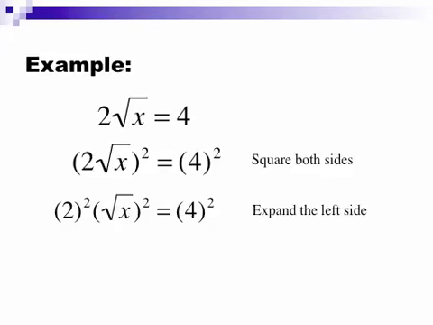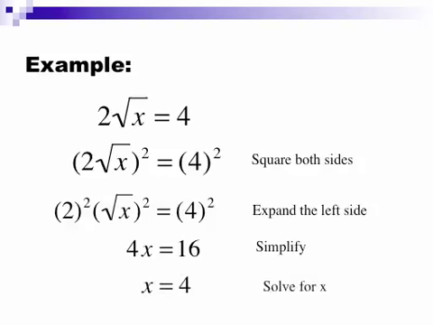On the left-hand side, remember that when you have an exponent outside of the parentheses and what's inside is just a multiplication problem, you can distribute that exponent to the two things inside the parentheses. So 2 squared times the square root of x squared. When I simplify then, 2 squared is just 4, the square root of x squared is just x, and 4 squared is 16. So I get the equation 4x equals 16. This I can divide both sides by 4 to get x equals 4.